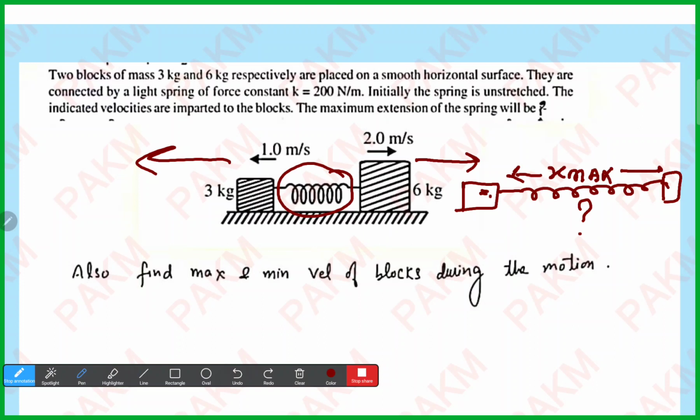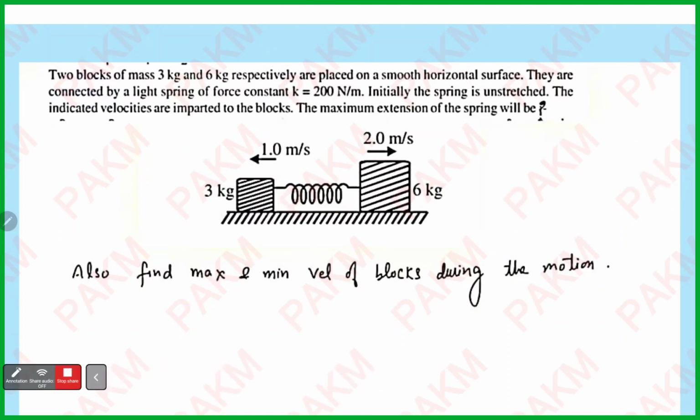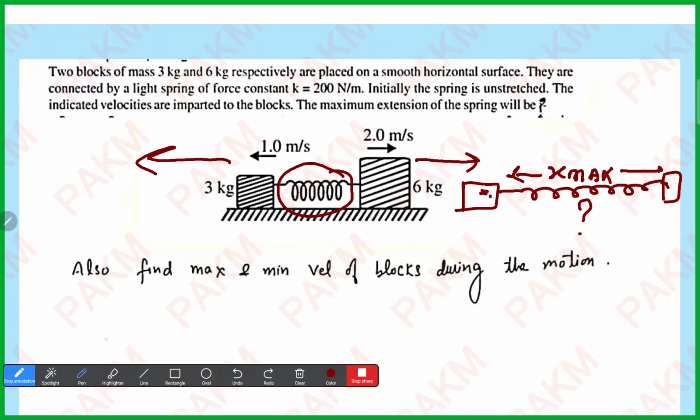Now I draw your attention to this part. Please note it down, because I will explain this problem point-wise. I think you have understood what we are supposed to calculate. The next important part we have to calculate is the maximum and minimum velocity of the block during the motion.